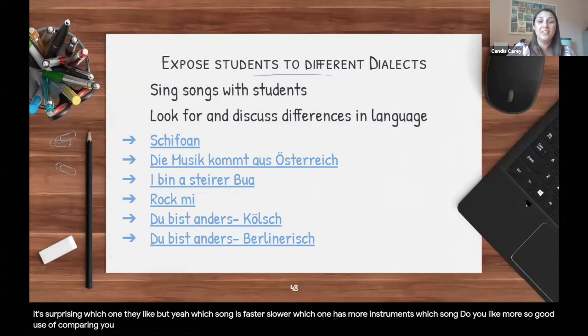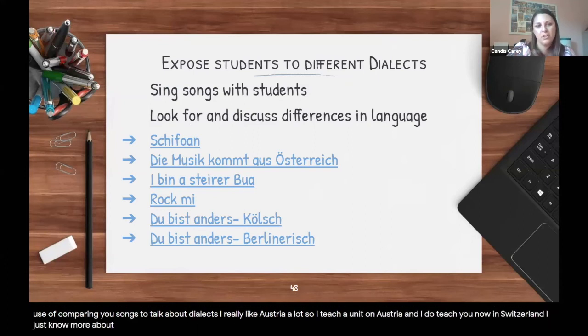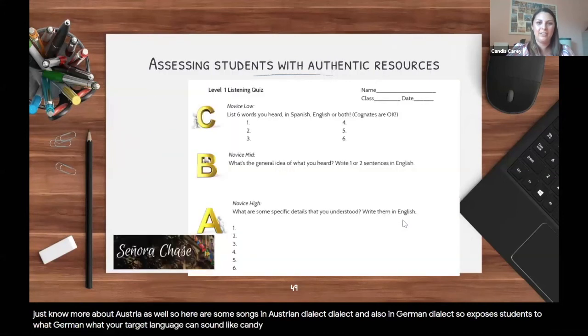I also use songs to talk about dialects. I really like Austria a lot, so I teach a unit on Austria, and I do teach a unit on Switzerland. I just know more about Austria as well. So here are some songs in Austrian dialect, and also in German dialect. So expose the students to what your target language can sound like in different areas.